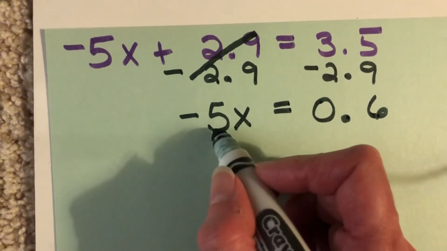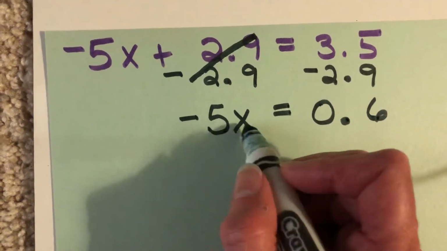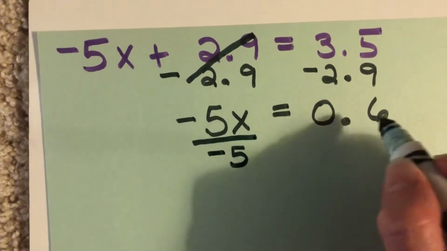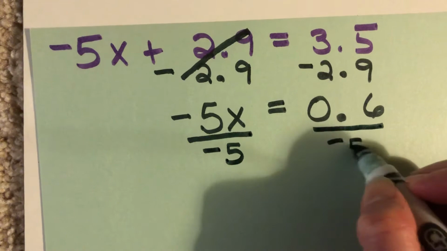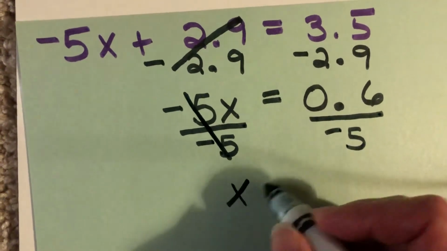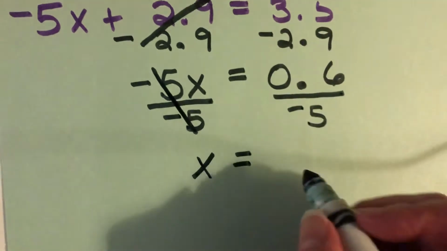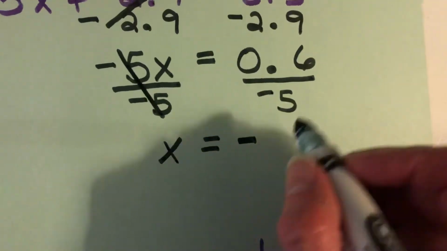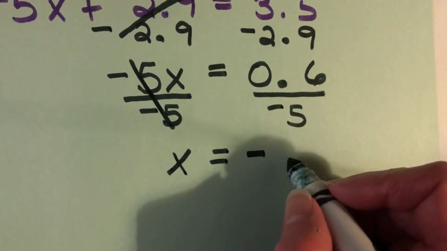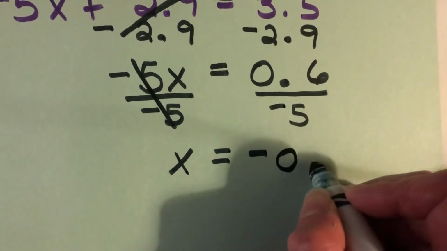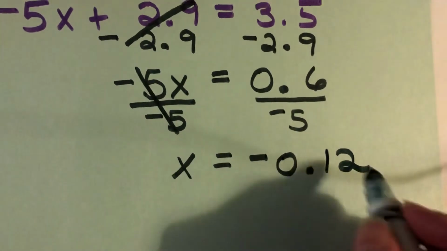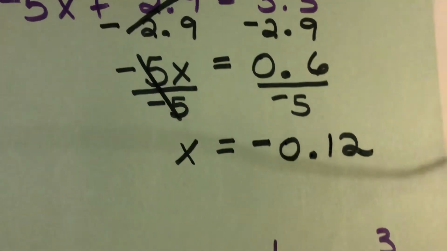Then at this step, we want to cancel the multiplication here by dividing by negative 5. So this cancels to 1. 1x equals, and a positive divided by a negative is a negative, and you can do this in your calculator. 0.6 divided by 5 is 0.12. So the answer is negative 12/100.